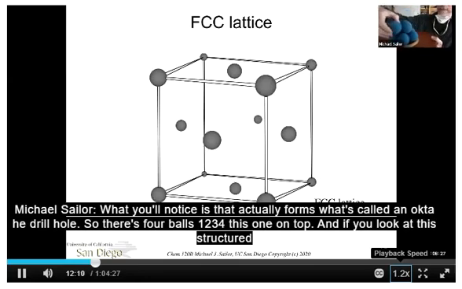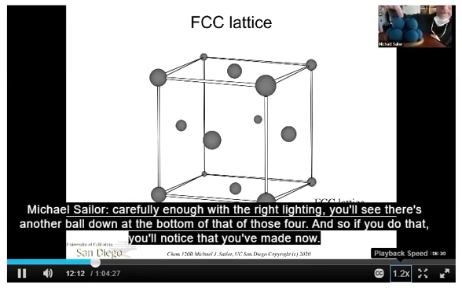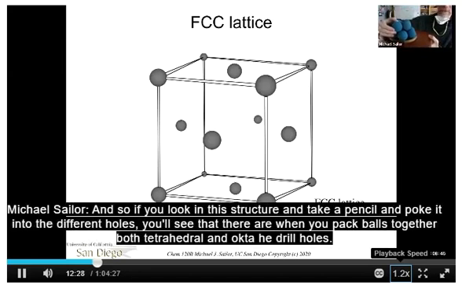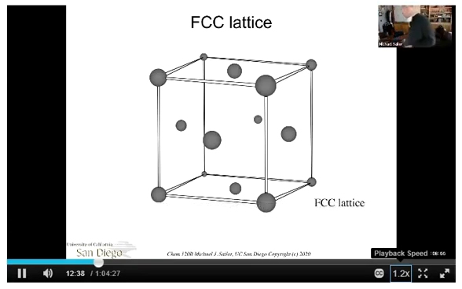And if you look at this structure carefully enough with the right lighting, you'll see there's another ball down at the bottom of those 4. And so if you do that, you'll notice that just by putting that extra ball into the lattice, there's a spot that we would call an octahedral hole. And if you look in this structure and take a pencil and poke it into the different holes, you'll see that when you pack balls together, there are both tetrahedral and octahedral holes in the lattice, okay?